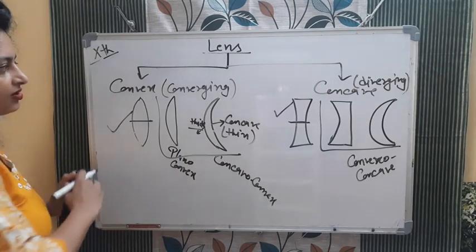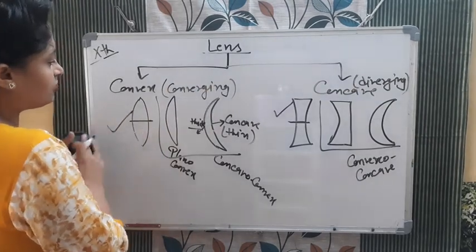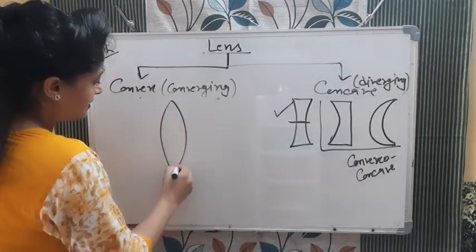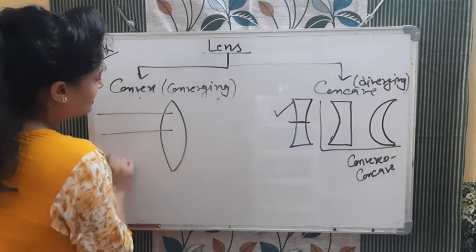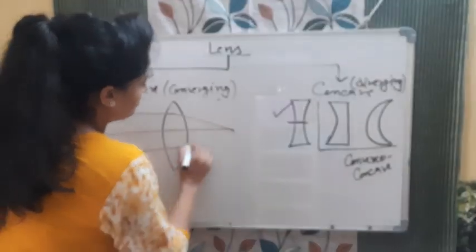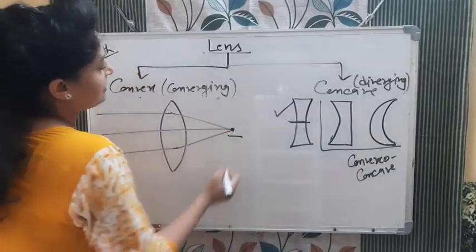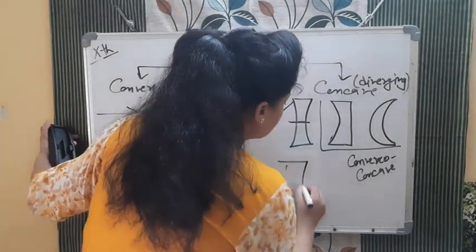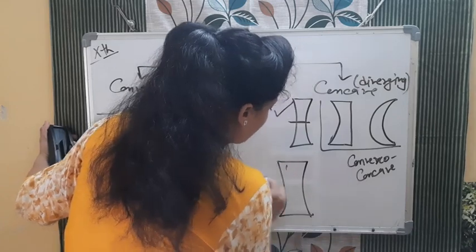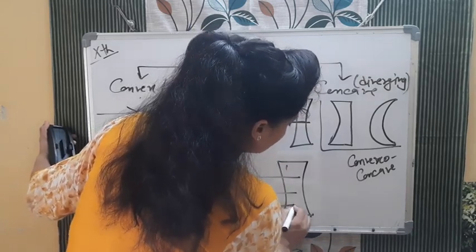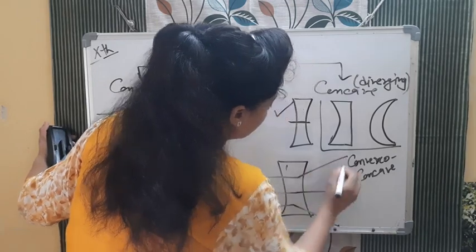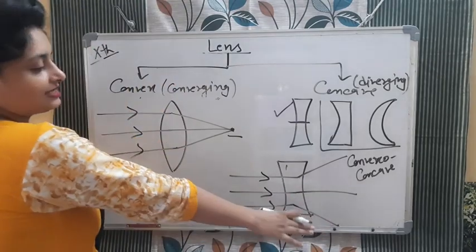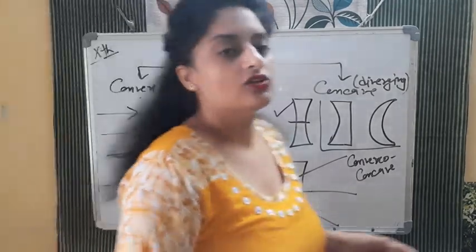Now, if we are talking about converging, if a ray of light passes through this lens, what will happen? It always converges them on a single point. And in this case, if rays of light pass through here, it will always diverge them away from each other. So divergence is happening here, convergence is happening here. So this was about the lens.